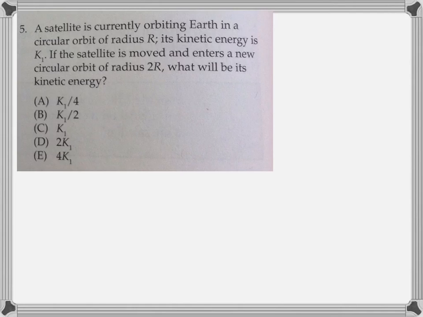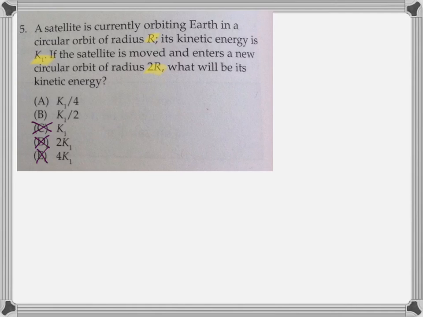For this one, we have a satellite currently orbiting the Earth in a circular orbit of radius r. Its kinetic energy is k1. If the satellite is moved and enters a new circular orbit of radius 2r, what will be its kinetic energy? For this one, we understand that if something moves further and further away from the Earth, the velocity it needs to stay in orbit decreases. It doesn't need to be going as fast because it's not experiencing as much gravity. So if you move further away from the Earth, your speed is going to decrease. So your kinetic energy should be decreasing, which narrows it down to A or B.